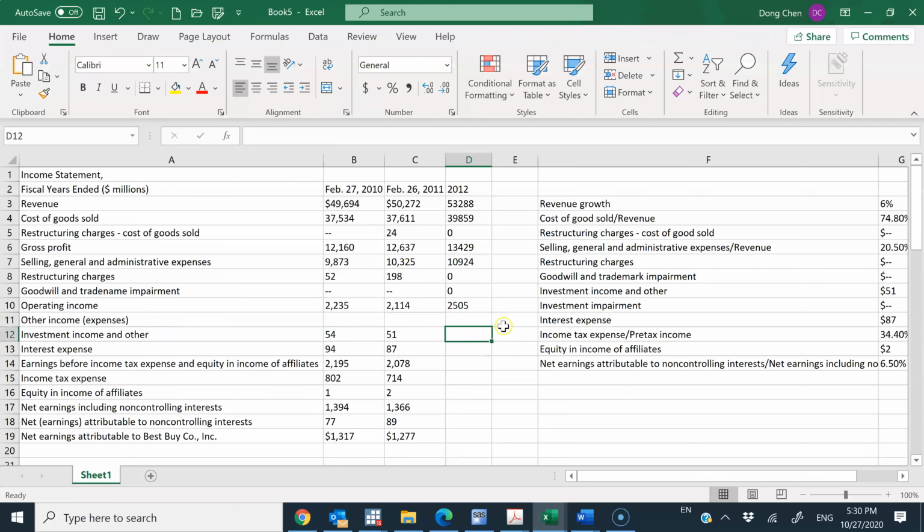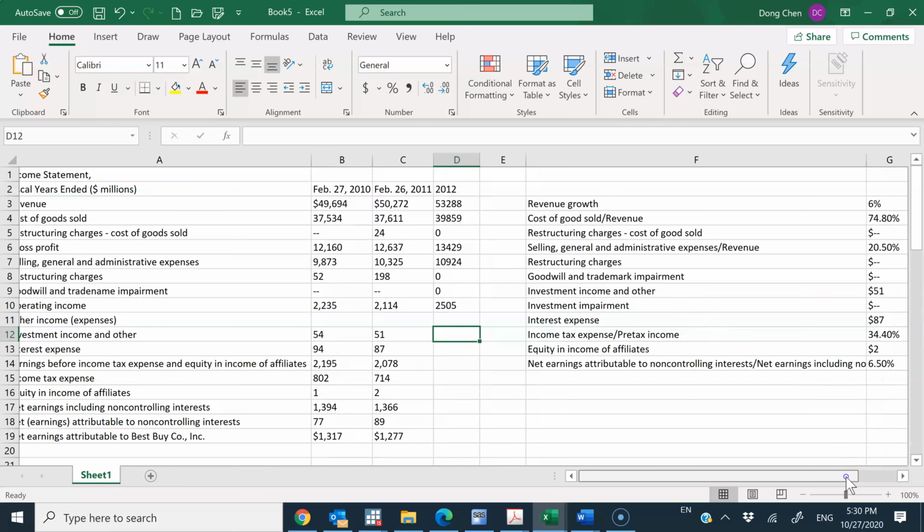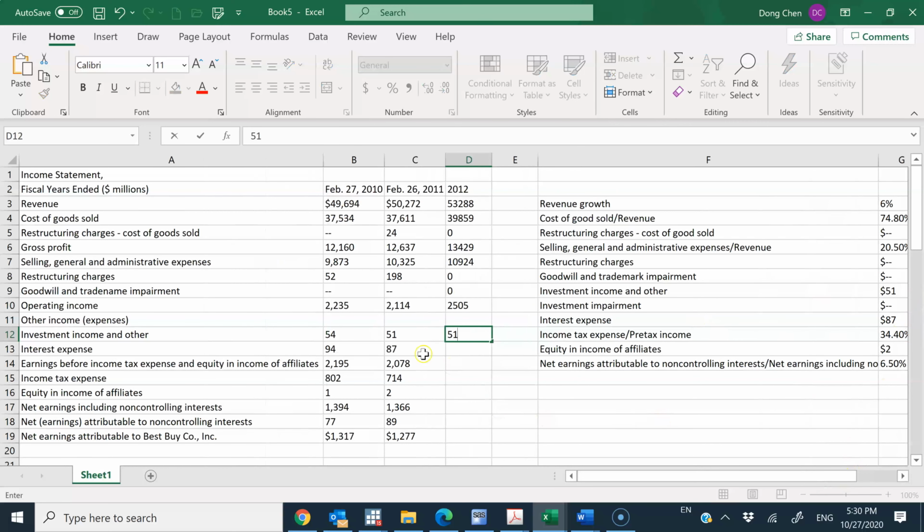And then investment income and other. So this is assumed to be 51, right, which is the same as last year's number.